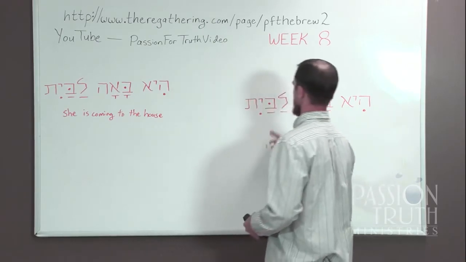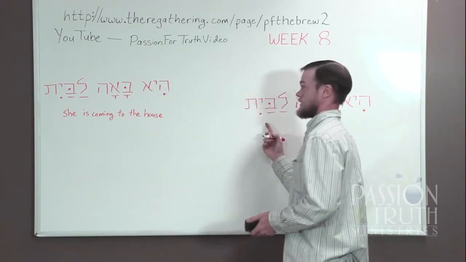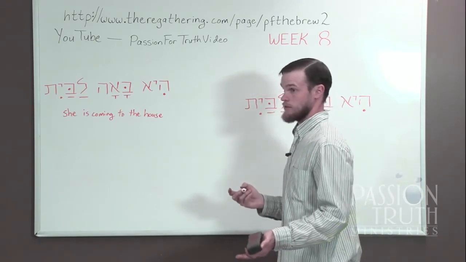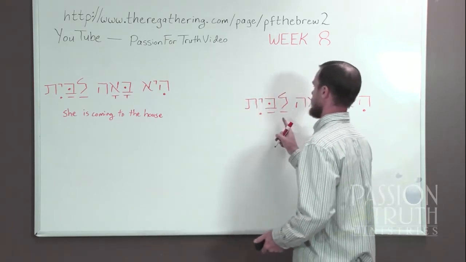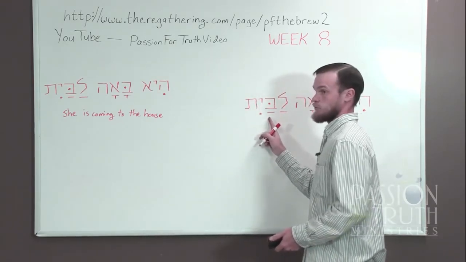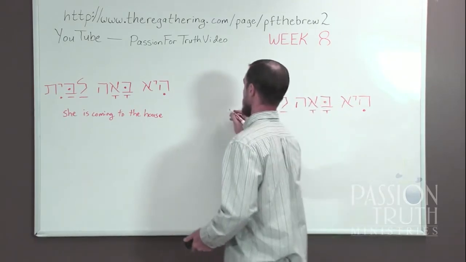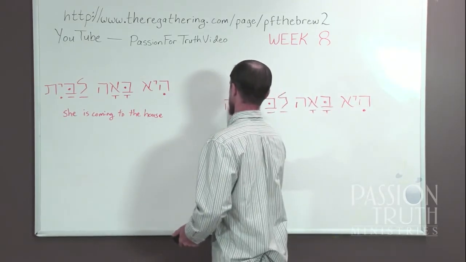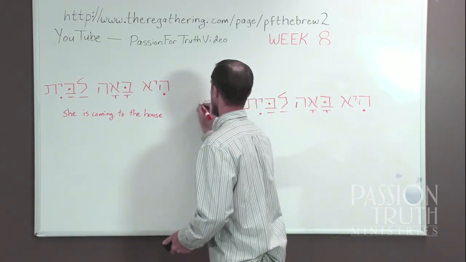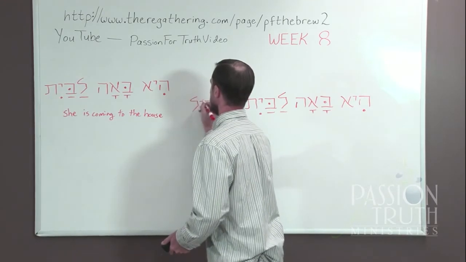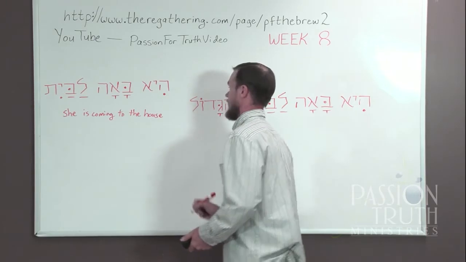Okay, but we want a big house, so gadol is big. Okay, bayit is masculine and singular, and gadol is masculine and singular form. However, we do need to remember this is a definite article in front of house. She's coming to the house, to the big house, so we have to put the definite article in front of the adjective as well. So he ba'a labayit hagadol. She is coming to the big house.